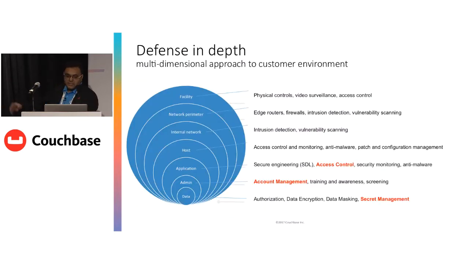Another way of looking at this is what we call the defense in depth approach, and this is again a common security paradigm. In this diagram, you're able to see multiple layers of security: data, admin, application, host, and then other layers on top of that. What we're going to focus on in this session is the core bottom layers. We're going to talk about access control and something to do with access control in your application. We're going to talk about how admins can manage accounts in the database. And finally, we're going to talk about a feature in encryption that we added, called secret management.